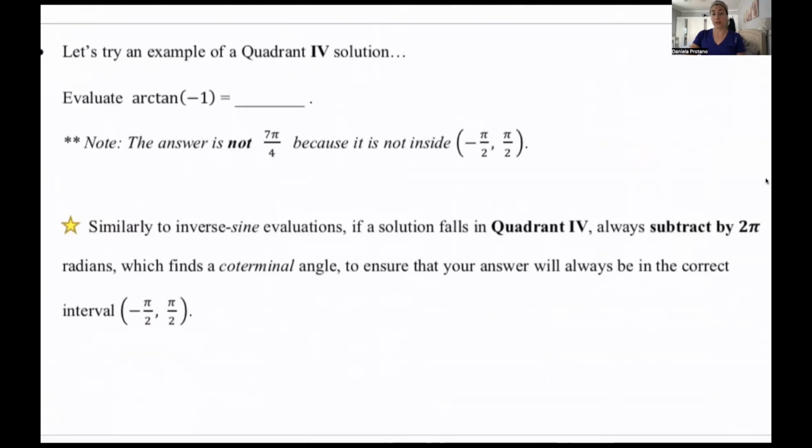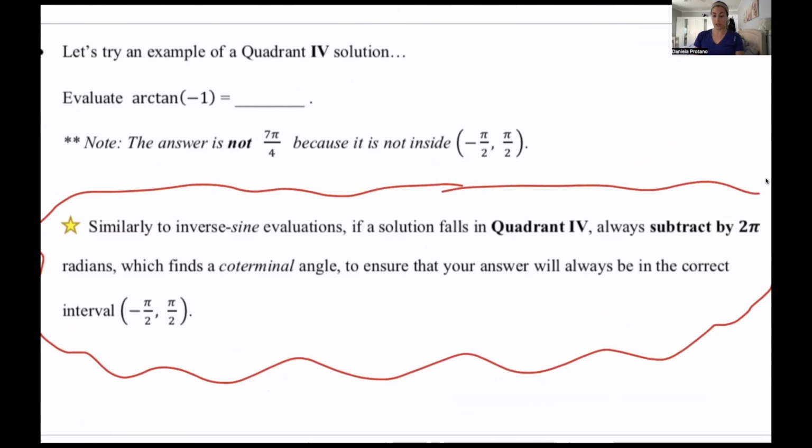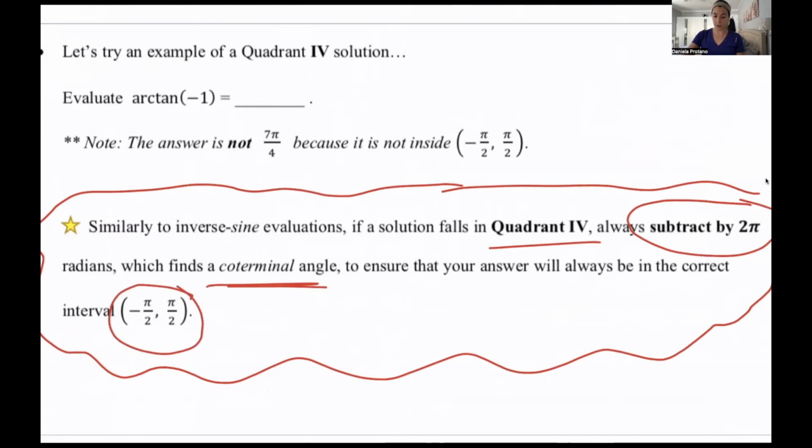So that was a quadrant 1 solution. Similarly, for the arctangent quadrant 4 scenario, whenever your solution falls in quadrant 4, we have to subtract 2 pi radians. In other words, find the coterminal angle, because that will always, 100% of the time, ensure that you're within the correct interval. So if you were asked, what is arctangent of -1? What y value divided by x value would give you a -1 in the unit circle?